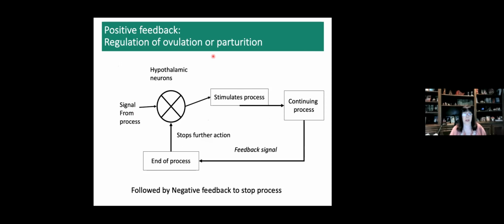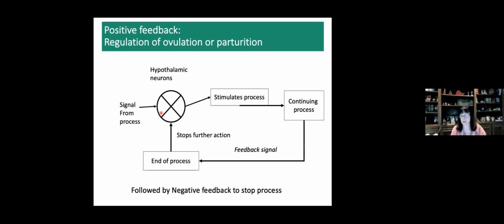Now, another type of stimulus is called positive feedback. A really good example is with the uterus. During childbirth, the pressure of the baby's head on the cervix will stimulate a set of nerves to go up to the hypothalamus, and those neurons will release oxytocin. Oxytocin goes into the bloodstream and starts uterine contraction. So this is a positive feedback loop.